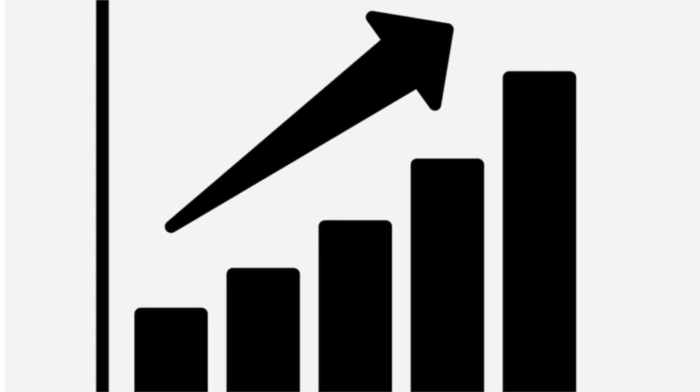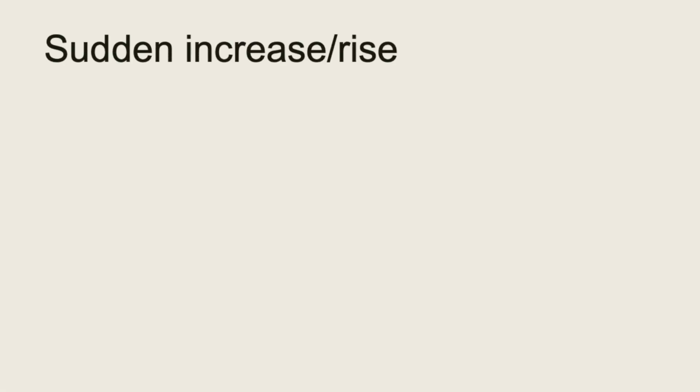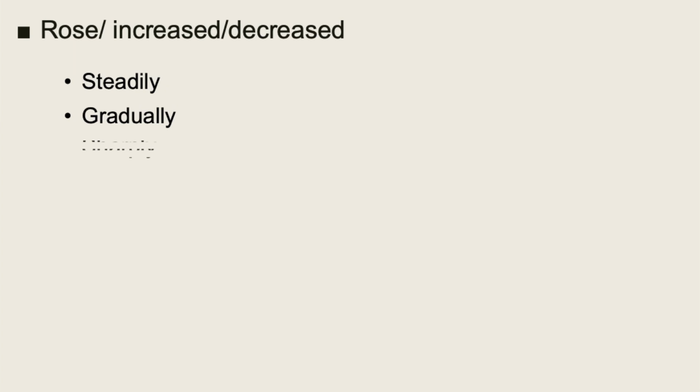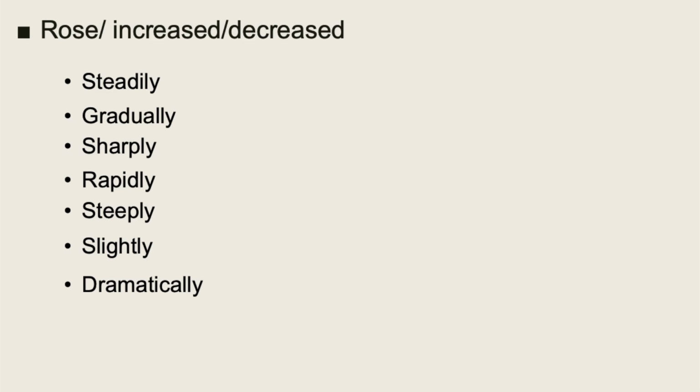Whenever you want to describe anything which is increasing or rise, you can say there was a sudden increase or rise. Then you can use the words like it rose steadily, gradually, sharply, rapidly, steeply, slightly, dramatically. So see, using all these words gives the idea to the reader that you are able to understand and you are able to use these words so that you can describe the figures properly. Because when something is increasing drastically, which means there was a lot of increase in something, so if you use all these words, this will give examiner an idea that you have understood the graph.